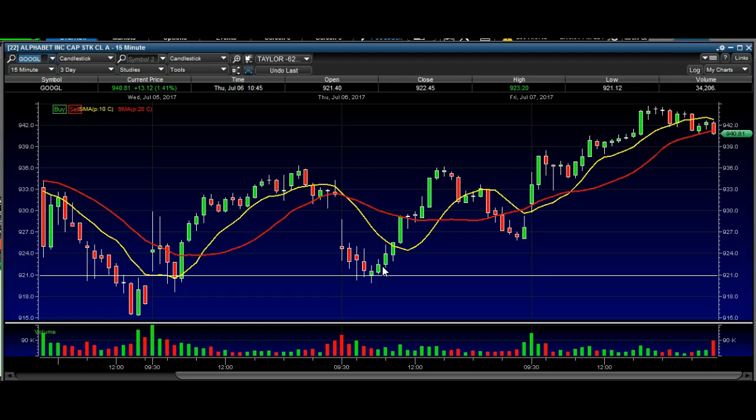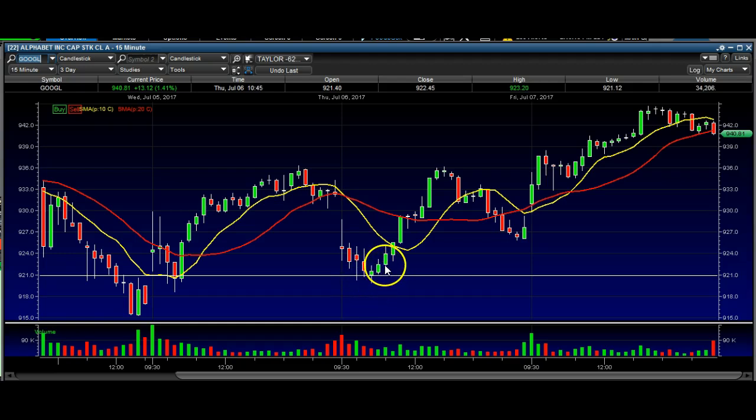And what I also want to point out is this ended up being a huge win. But I don't want to get ahead of ourselves. Our stop is so close by. The stop is just a break of this low.